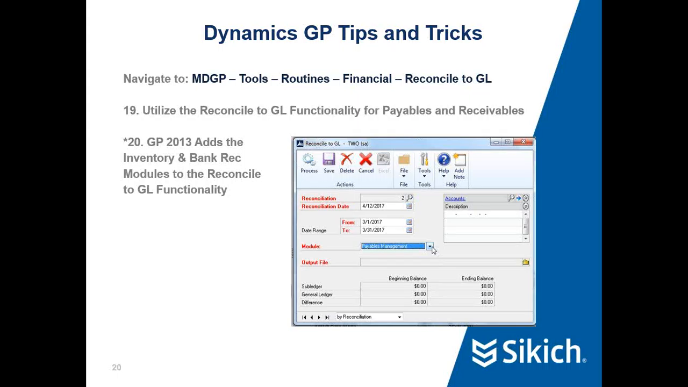It potentially could help you identify, okay, this transaction made it to the general ledger, but it got deleted, or it didn't get posted, it's sitting out there. It just aids you in trying to figure out what's going on. Tip 20. GP 2013 actually adds inventory and bank rec. So if you're at GP 2013 or later, you have the ability to reconcile your inventory subledger and bank rec as well.